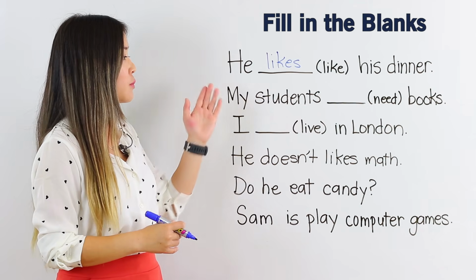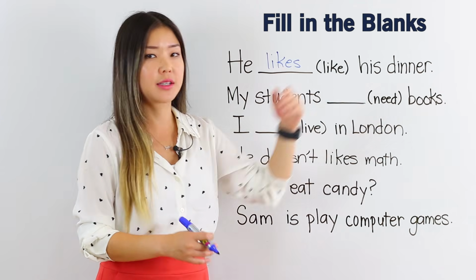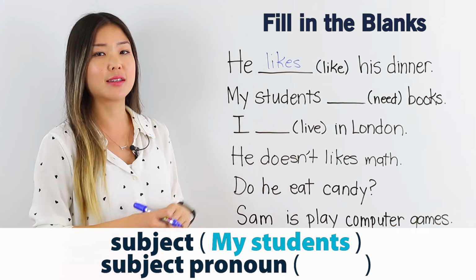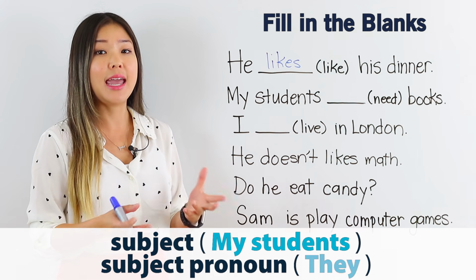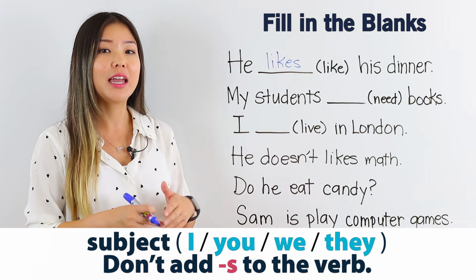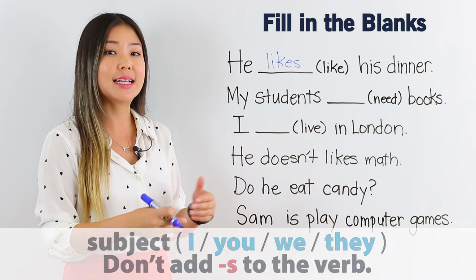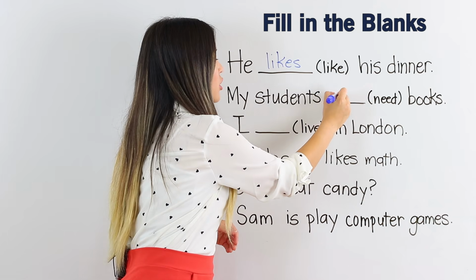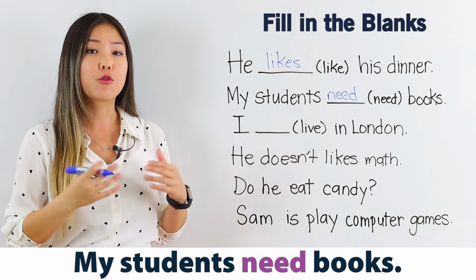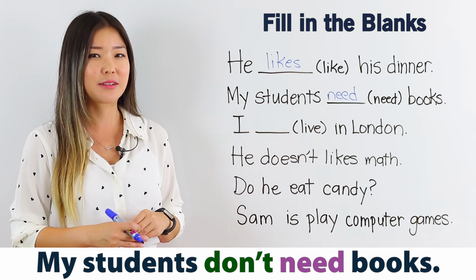The next sentence says, my students blank. I want you to think of need books. What is the subject pronoun for my students? The correct answer is they. If the subject is I, you, we, or they in the present simple tense, we don't change the verb. We keep it as is. So the correct answer is, my students need books. Now for the negative, you can say, my students don't need books.